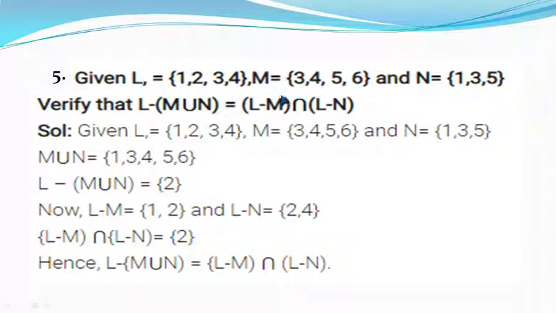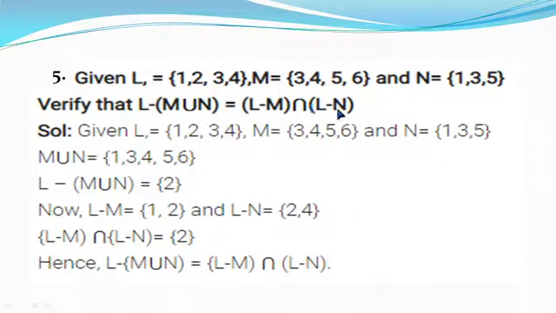Now let's move on to the right hand side. Let's calculate L minus M. It means we have to subtract the common elements of L and M from set L. So what are the common elements? First common element is 3 and next is 4. So when we subtract 3 and 4 from set L, it will be 1 and 2.